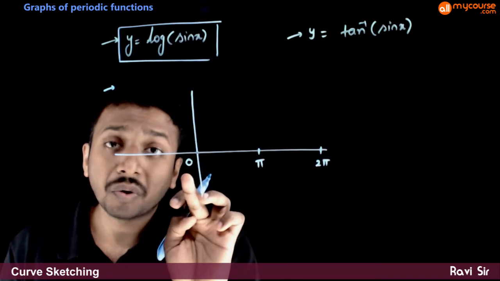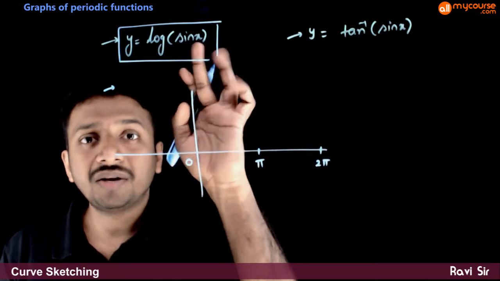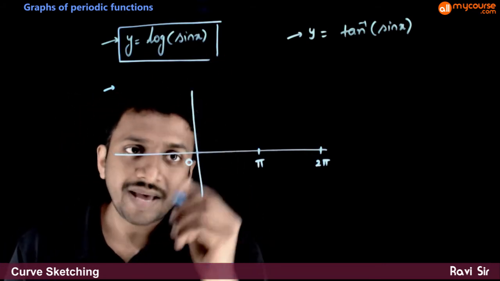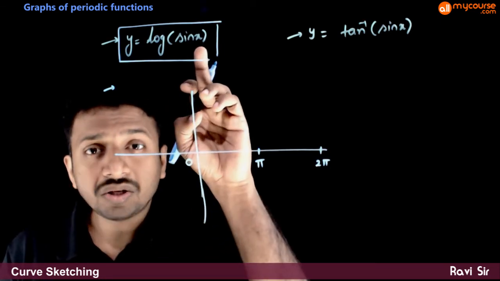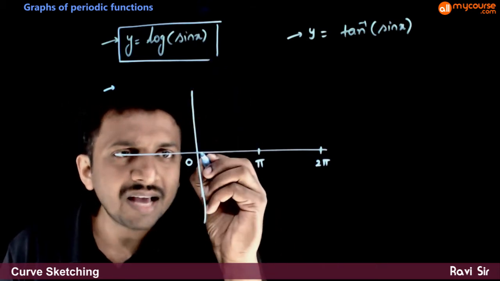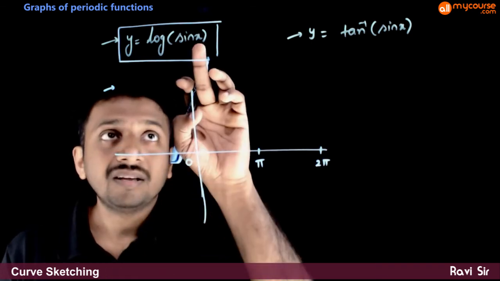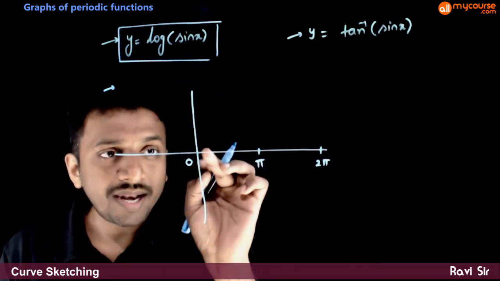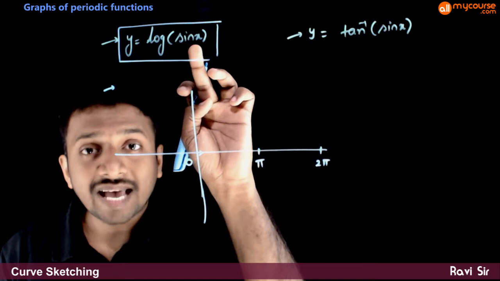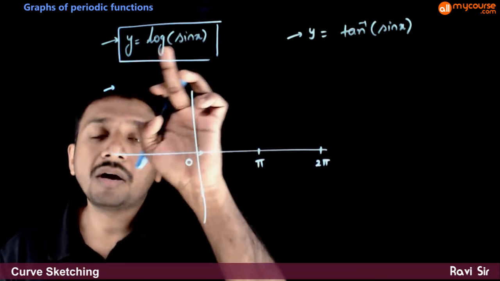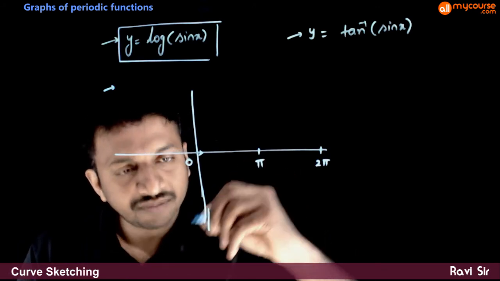Now as x is 0, sin x is equal to 0, log 0 is undefined. So exactly at 0, the function is not defined. But if x is in the neighborhood of 0, in the positive neighborhood of 0, sin x tends to 0 plus. So log of 0 plus, we know that it is minus infinity. So you're starting from minus infinity.